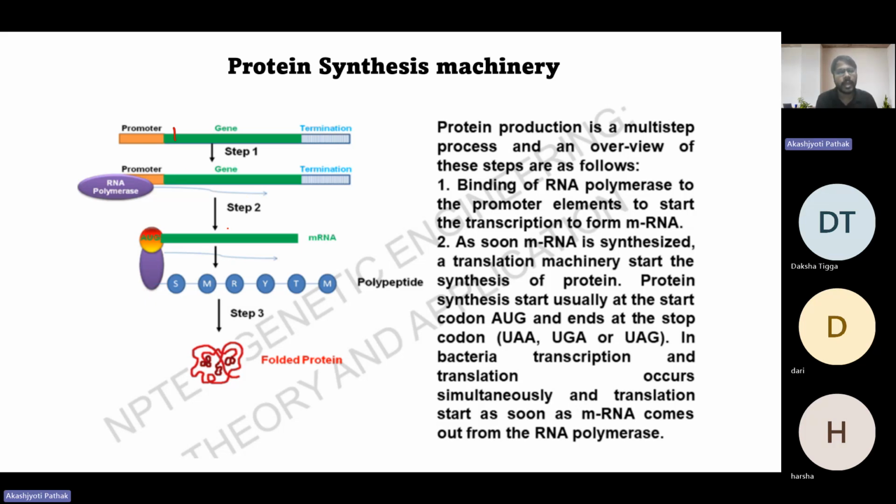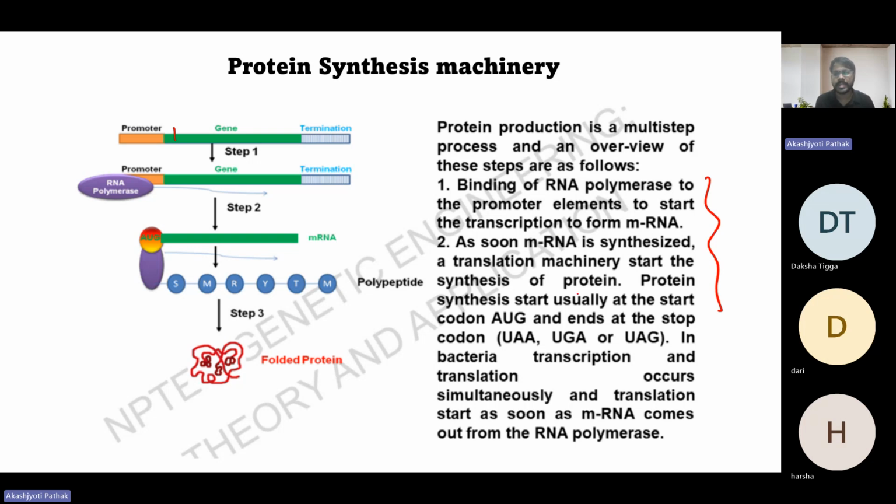Now in the next step, what will happen? Once you have the mRNA, there will be the ribosomal binding site present on the mRNA. So your ribosome will come and start translating it into protein. That is what is explained here: binding of RNA polymerase to the promoter elements to start transcription to form mRNA. Now, as soon as mRNA is synthesized, the translational machinery comes. What is the translation machinery? Those are the ribosomes, tRNA, isn't it? And the mRNA.